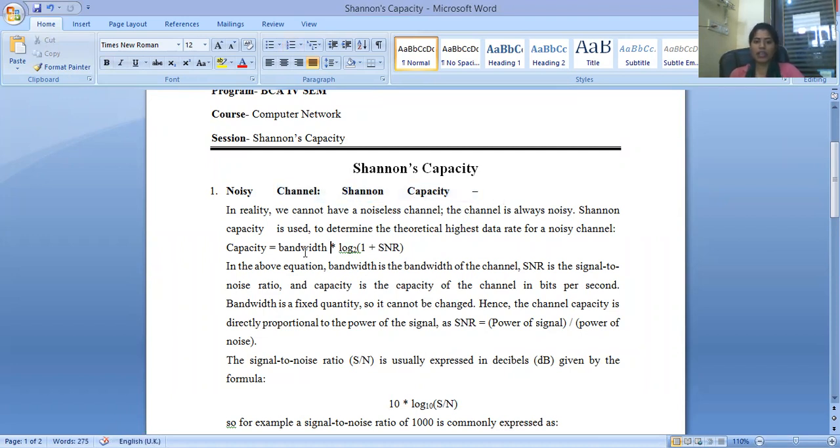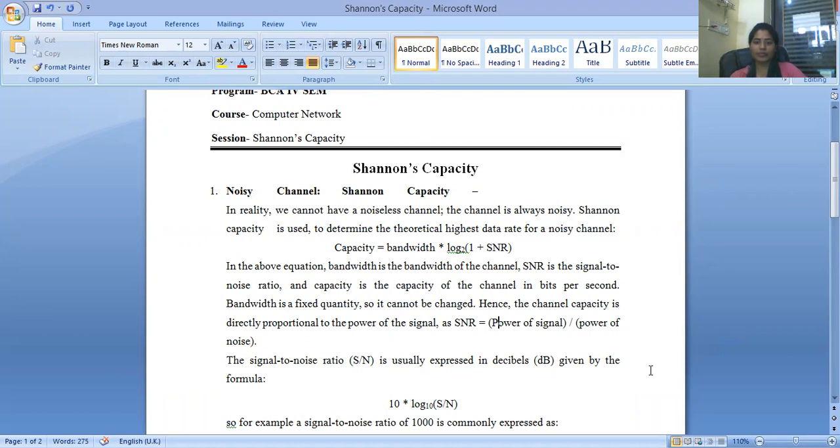So in reality, we cannot have a noiseless channel. The channel is always noisy. Shannon's capacity is used to determine the theoretical highest data rate for a noisy channel. Okay. Shannon capacity is basically used to determine the theoretical highest data rate for the noisy channel. So the Shannon's capacity equals bandwidth times log base 2 of 1 plus SNR.